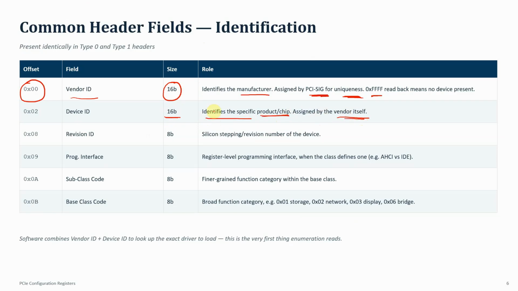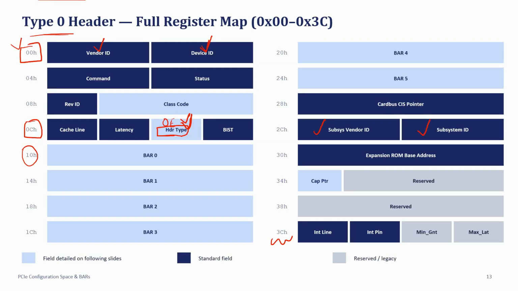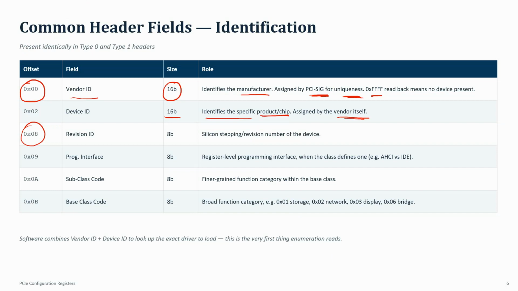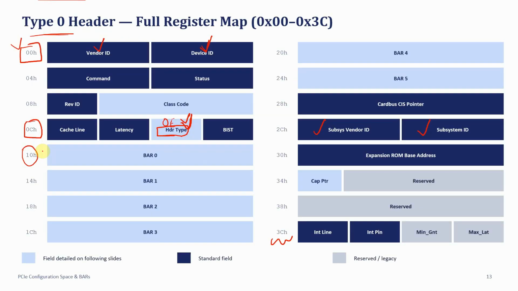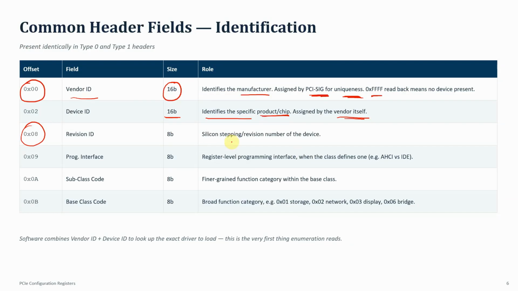It is assigned by the vendor itself. Next is the revision ID; if you make changes to that particular device, you record them in the revision ID. Next one is the programming interface, present at offset number 9. This programming interface is a register-level programming interface, defined when the class defines the ID. Next are the subclass code and base class code. These are the different kinds of register fields which we are going to have.